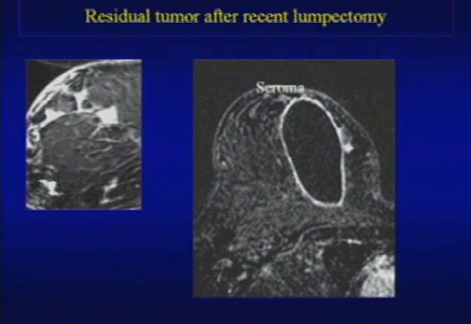Incidentally, in this patient, we actually saw another irregular mass, which turned out to be an unsuspected tumor in a separate quadrant of the breast.